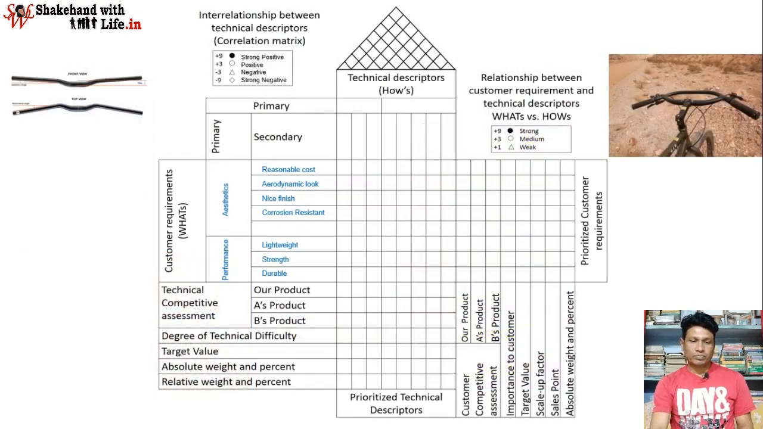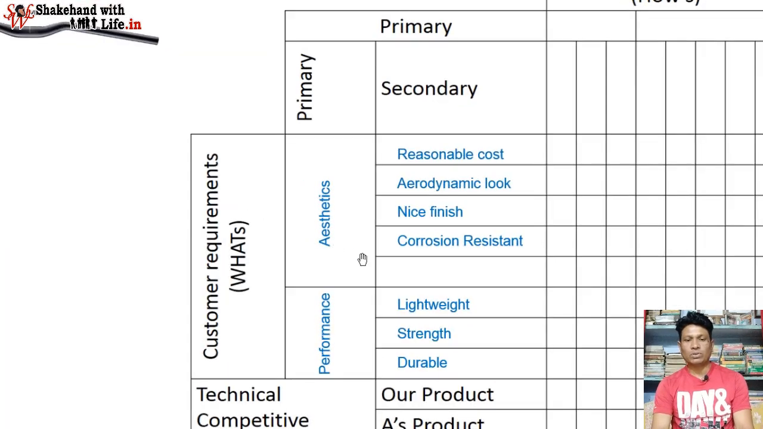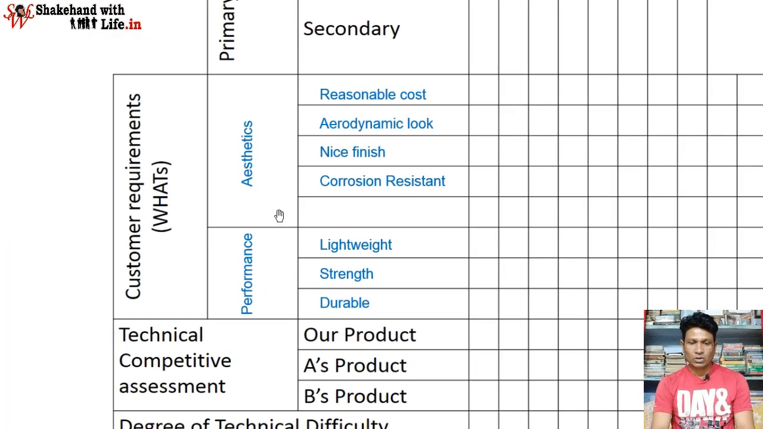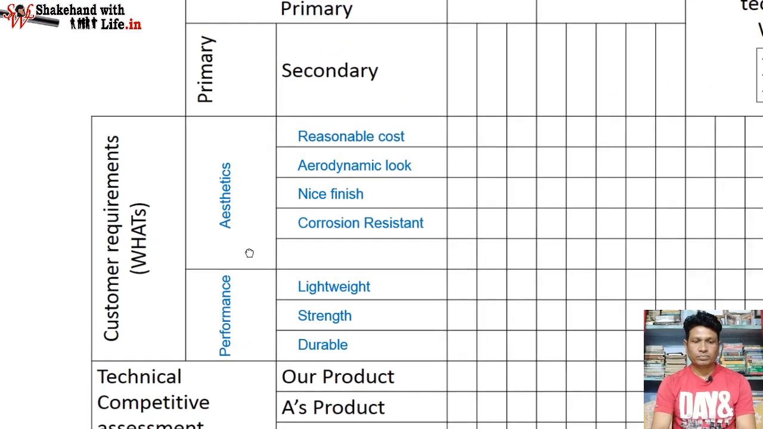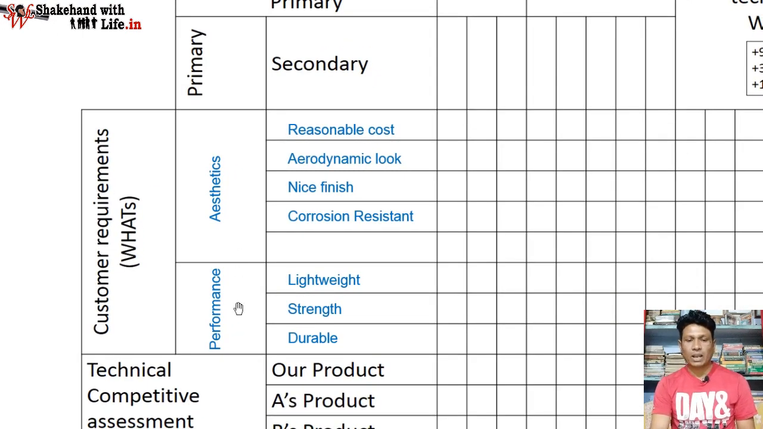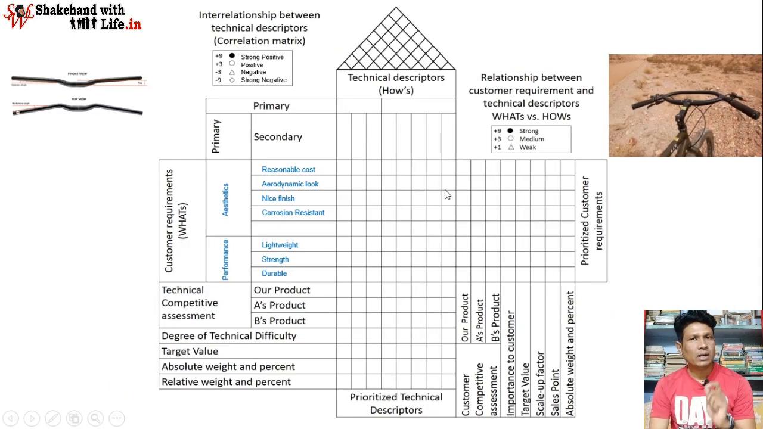Okay, now here we have the customer requirements in House of Quality for handlebar stem. At primary level, aesthetics and performance, and at secondary level we have reasonable cost, aerodynamic look, nice finish, corrosion resistant, and performance includes lightweight, strength, and durability. So this way we can list the customer requirements in House of Quality. Right. Now we list the technical descriptors for the handlebar stem on the basis of customer requirements.